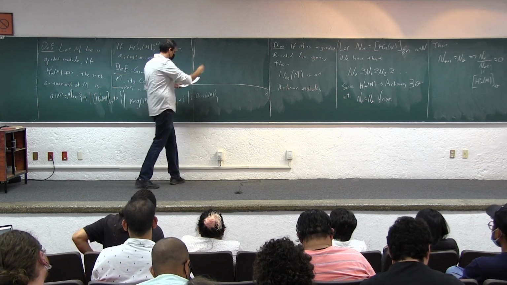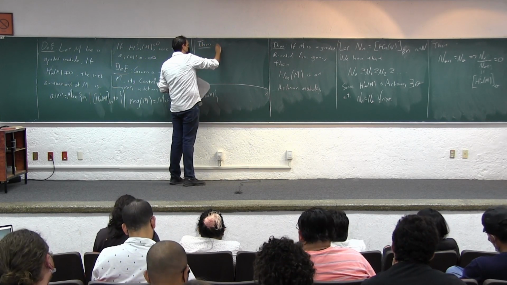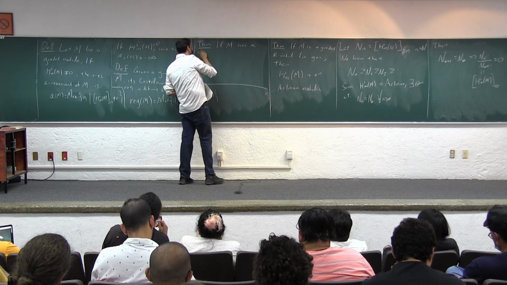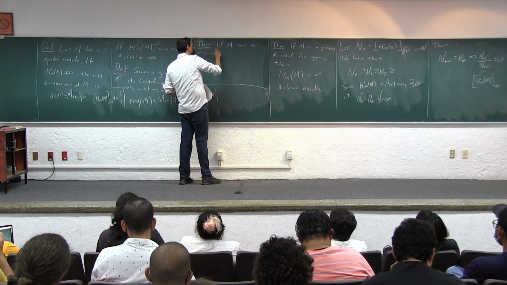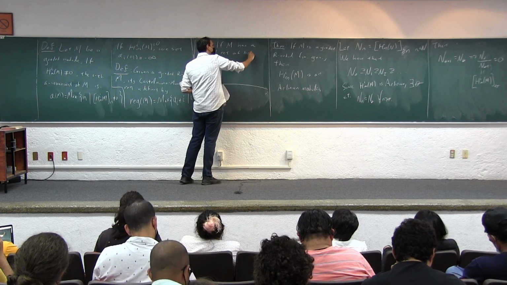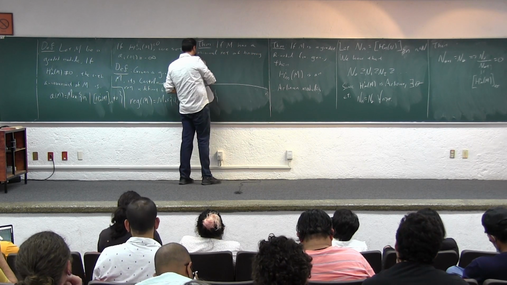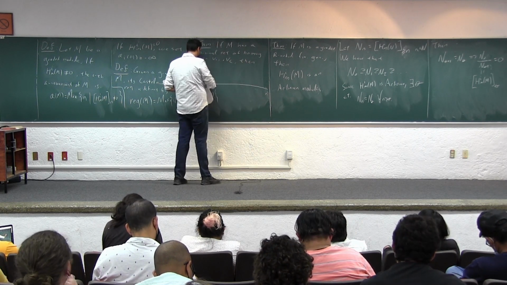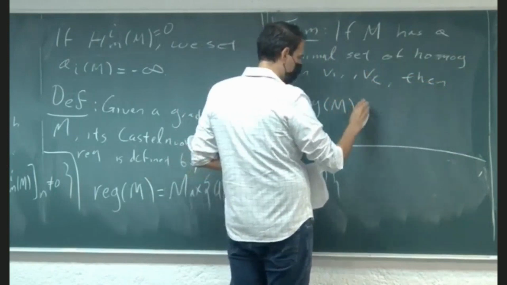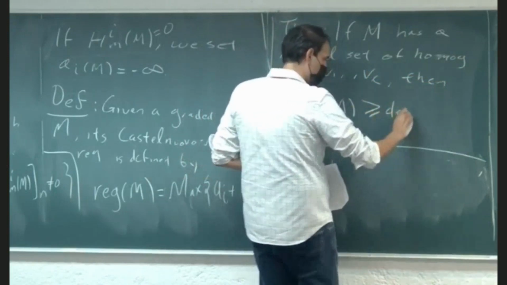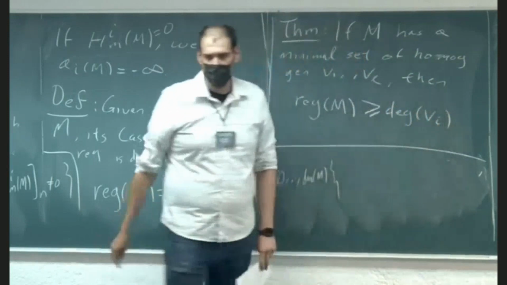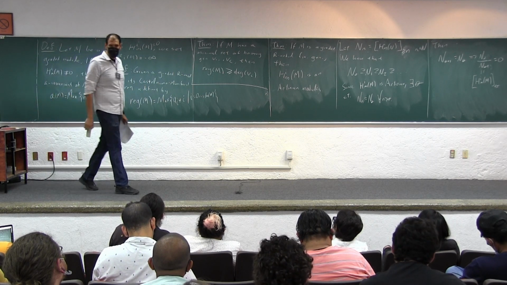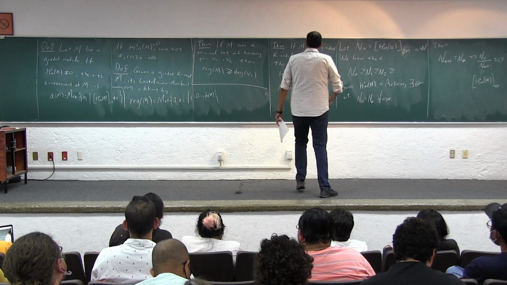Some cool theorem about this is, in this context, if M has a minimal set of homogeneous generators v_1 until v_l, then the regularity, as we define it, is bigger or equal than the degree of these generators. And this is not surprising if you have seen other definitions of Castelnuovo-Mumford regularity.